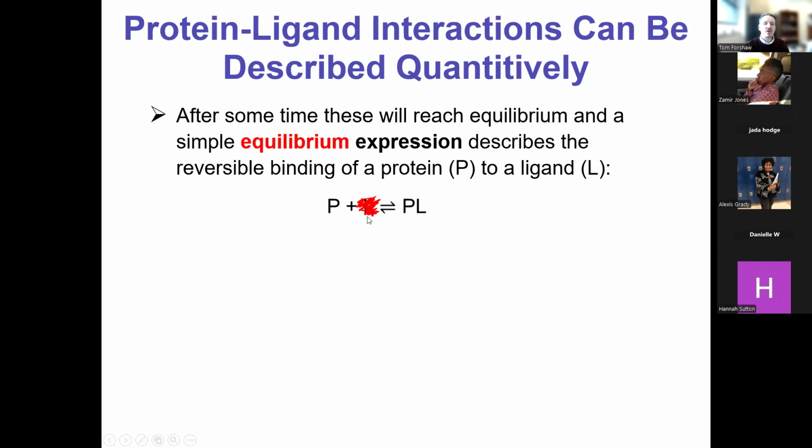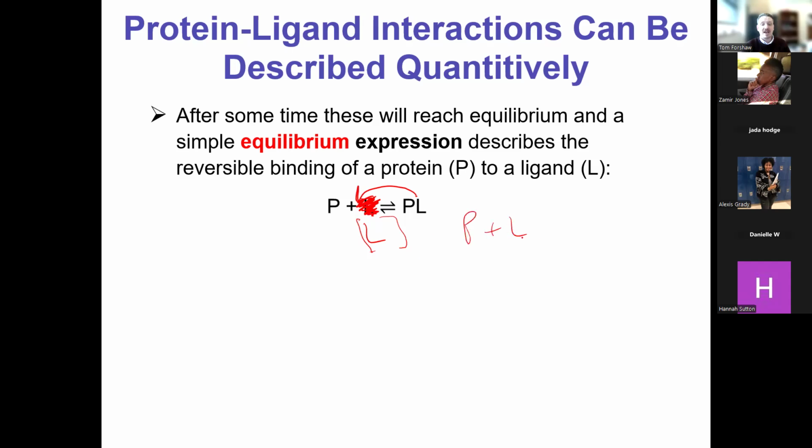If you decrease the ligand, then you're decreasing the stuff that's on this side, and so the protein-ligand complex is going to break apart to replace the ligand that you've lost. It's a bit simplified, but in a nutshell, if you remove ligand, then to replace the ligand that has been removed, the protein-ligand complex is going to break apart to compensate for that, and vice versa.